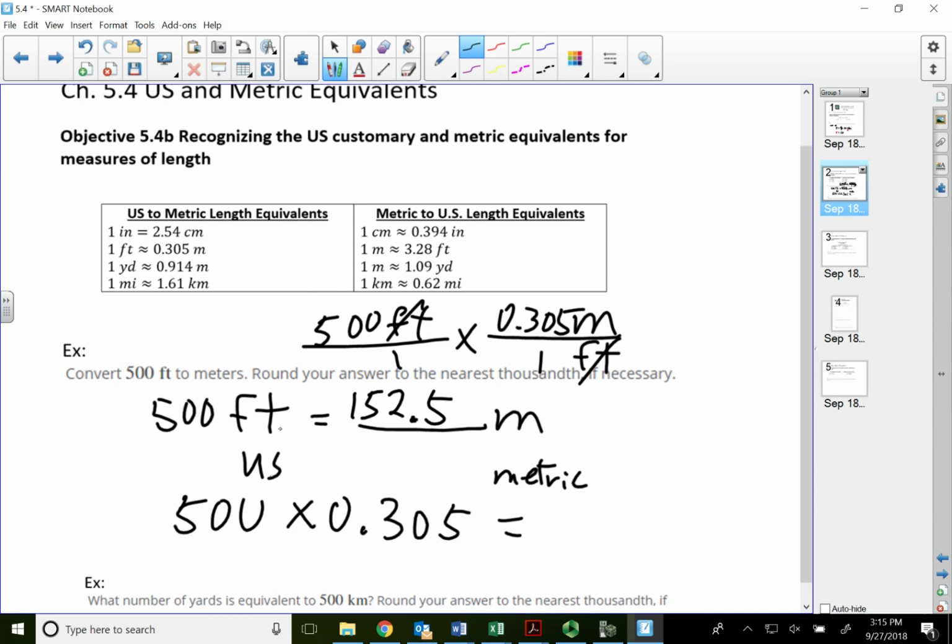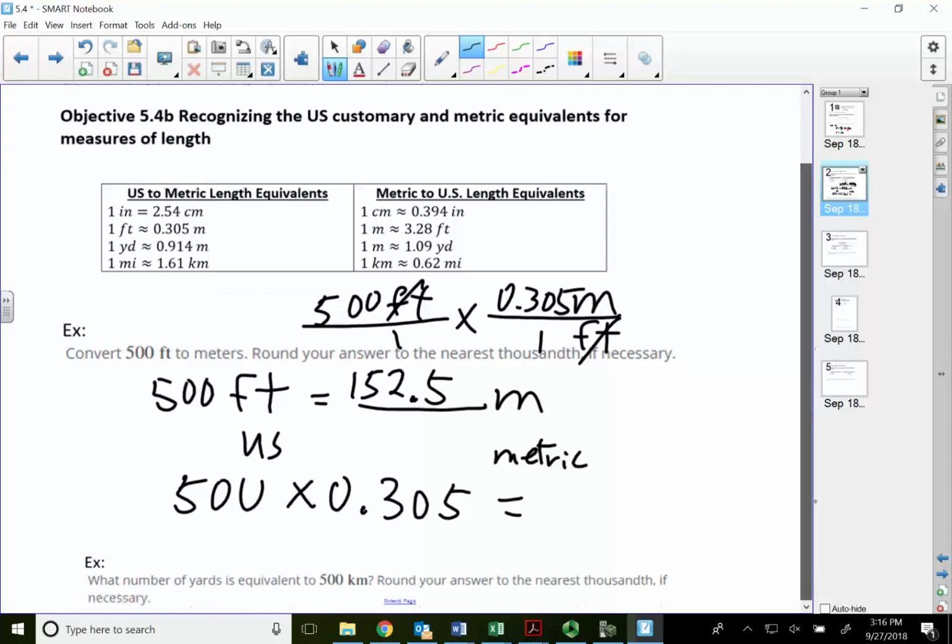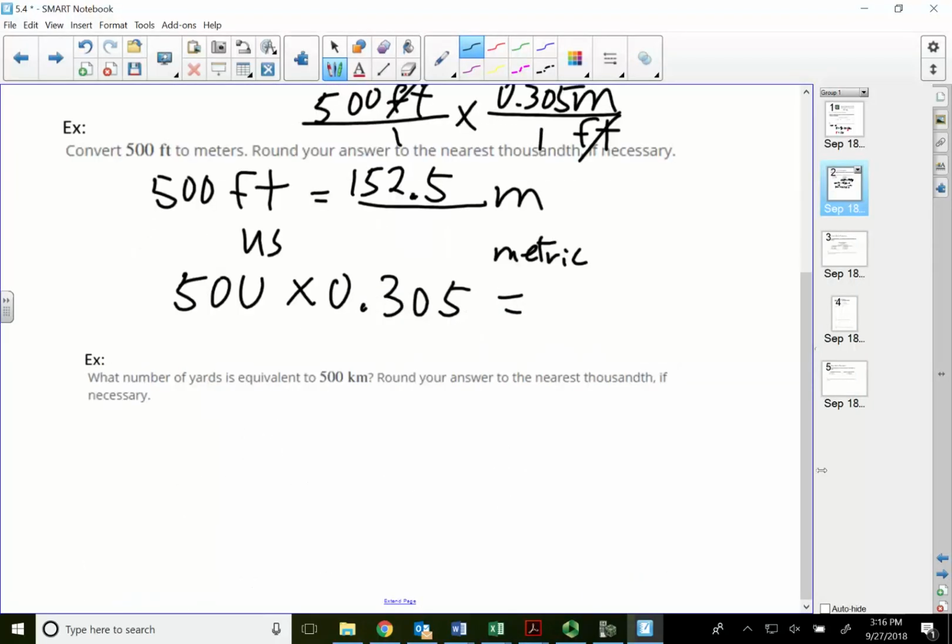Normally, when we convert from a small unit to a large unit, we have to divide. So if I had taken the 500 and divided by 0.305, my answer would come out way different than simply multiplying. So be very careful. All I need to do is know where you begin and choose the correct side.